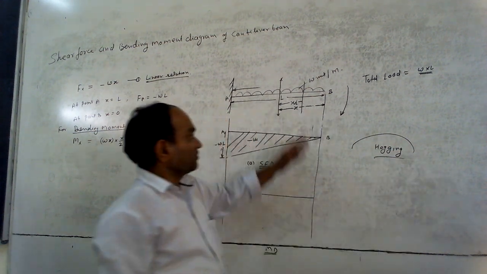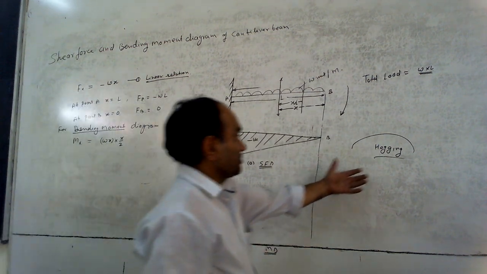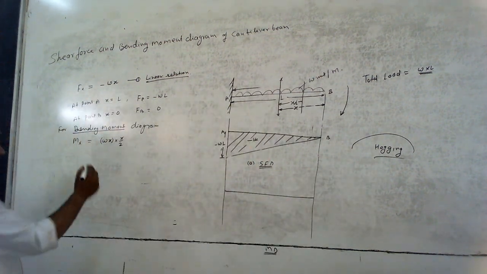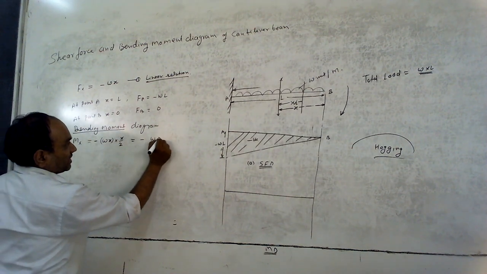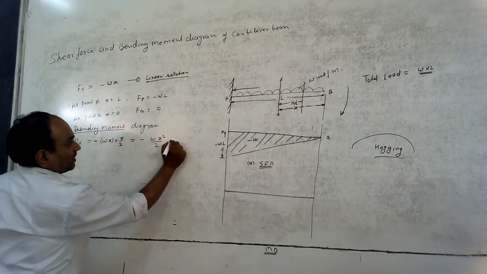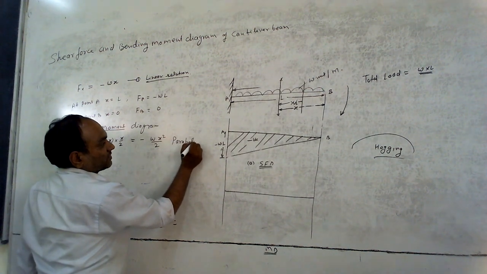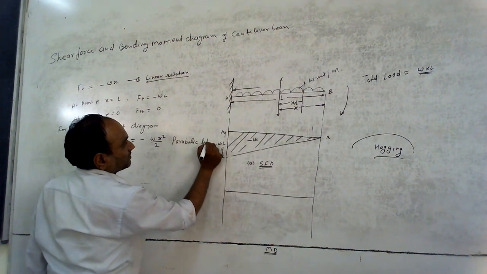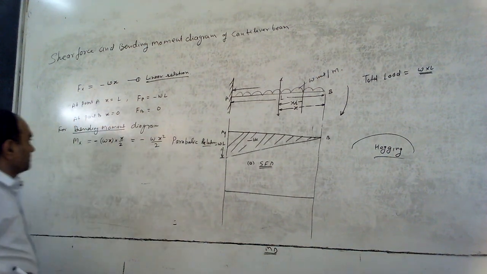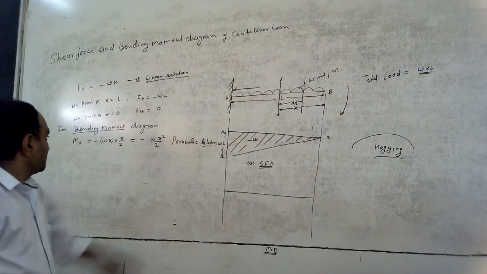The tendency of this force is to rotate clockwise. That is, the shape is hogging, so it is negative. So write the sign negative. It will be minus kWx square by 2. This is a parabolic relation. You can compare it with y equal to mx square.